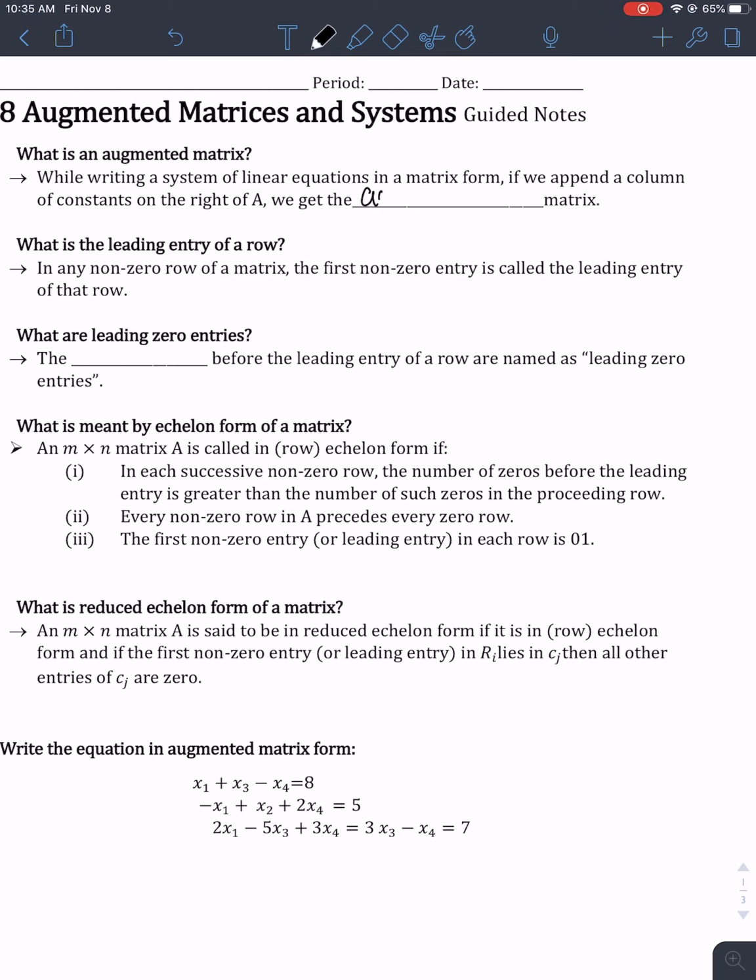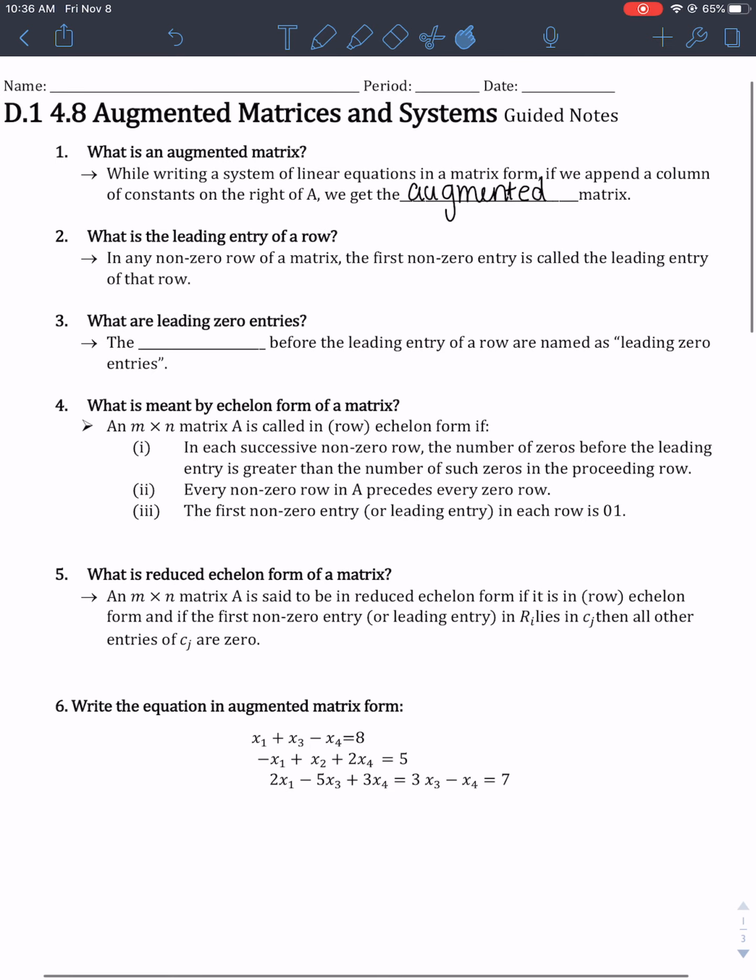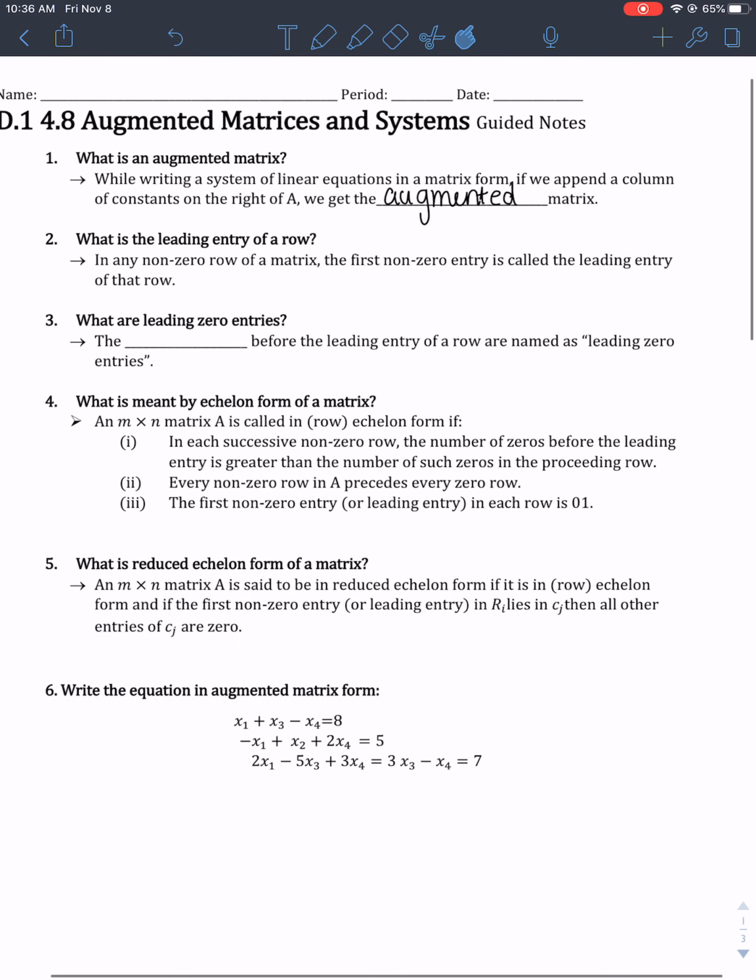An augmented matrix is when you take all of the coefficients of the system and then tack on the constants in the farthest right column. The leading entry of a row is in a non-zero row of a matrix. The first non-zero entry is called the leading entry. And you also have leading zeros. The zeros before the leading entry of a row are named leading zero entries.